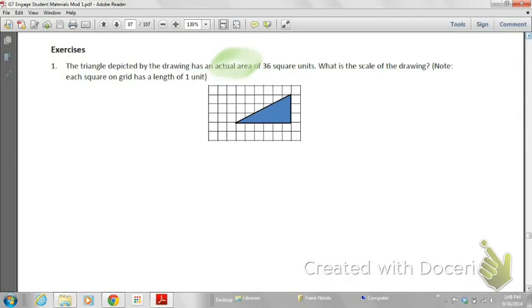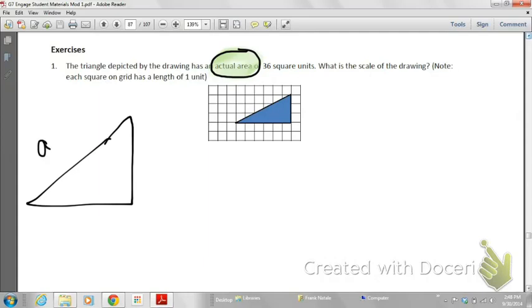Now, you may or may not have realized that this actual area means that there's another triangle that exists somewhere, the actual triangle. So this one over here, they're saying that it has an area of 36 square units. Okay, so we know that that's over there.